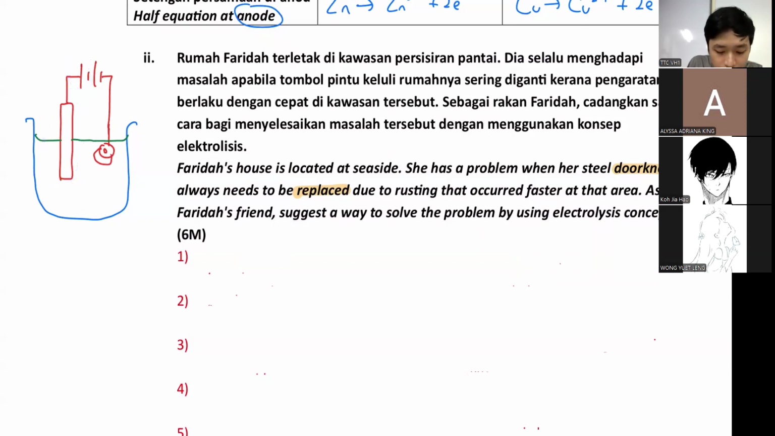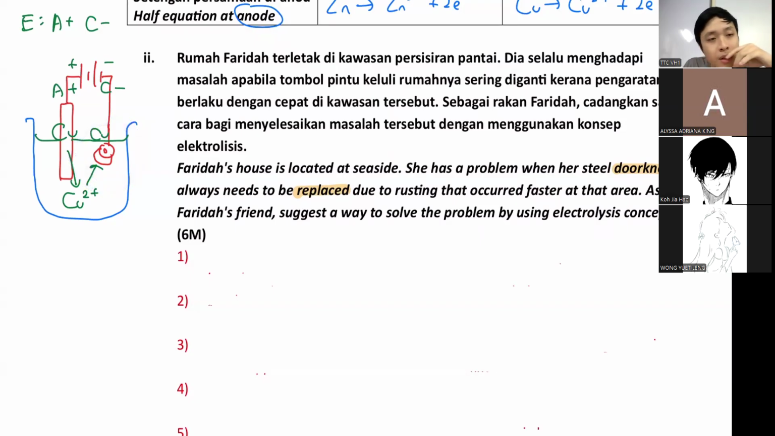You have to connect the negative terminal of the battery to the doorknob. Because in an electrolytic cell, as I told you just now, anode is positive, cathode is negative. So if you want to sacrifice a metal, you connect it to the positive terminal. For example, they use copper. Then copper will dissolve and become copper(II) ion. Then at the cathode, the copper(II) ion becomes copper. That's why we put copper around the doorknob, so that the doorknob can be protected from rusting.